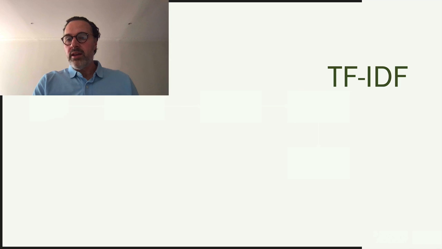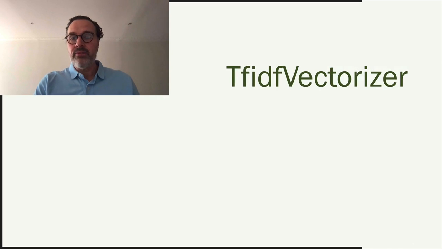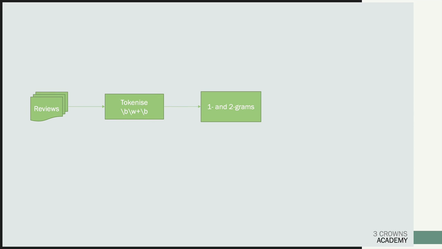You can read a lot more about that in Wikipedia. You can look at the TF-IDF vectorizer page in scikit-learn. That will tell you a lot. Now, TF-IDF vectorizer that I just mentioned is the companion to count vectorizer that we will use for creating our term document matrix. So this makes our process now: we get the reviews, we tokenize using regular expressions, we get our 1 and 2 grams, we lemmatize, and then we use TF-IDF vectorizer to give us our term document matrix, and we go from there.